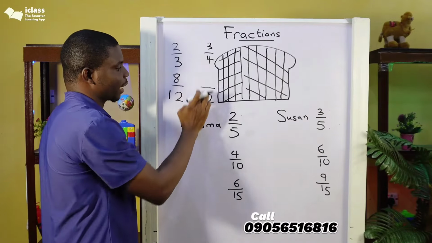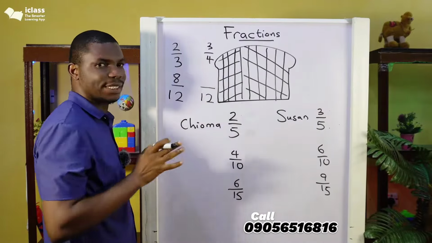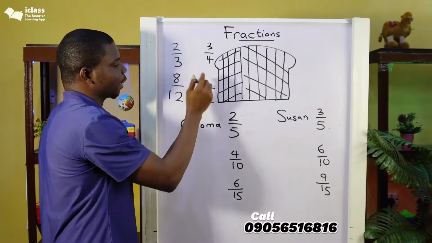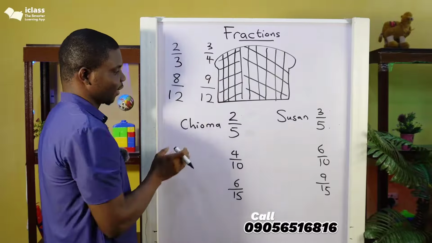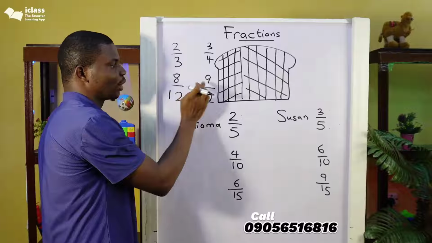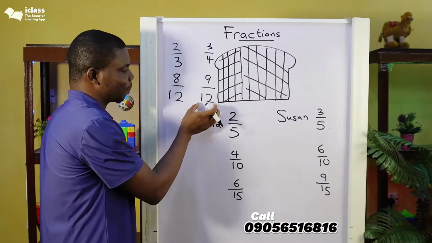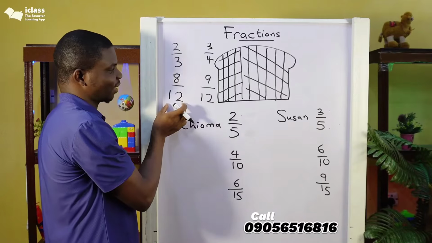Let's get the equivalent fraction of this that has a denominator of 12. We say 12 divided by 4, that is 3. 3 times 3 is 9. Now they have the same denominator. We simply look at the numerator. The one with the bigger numerator is the biggest, right? So this is bigger than this.